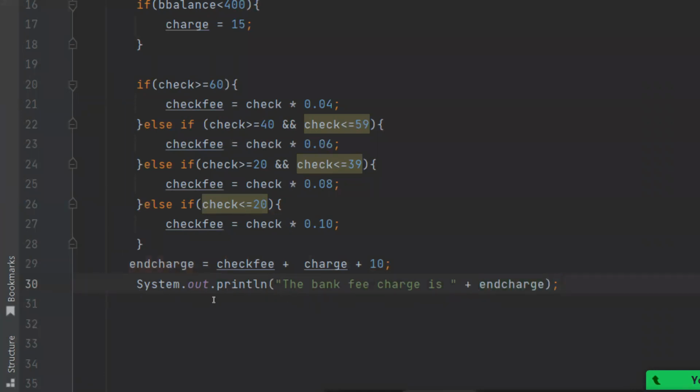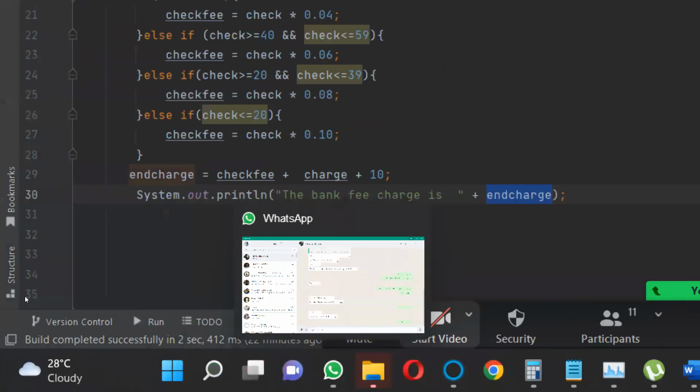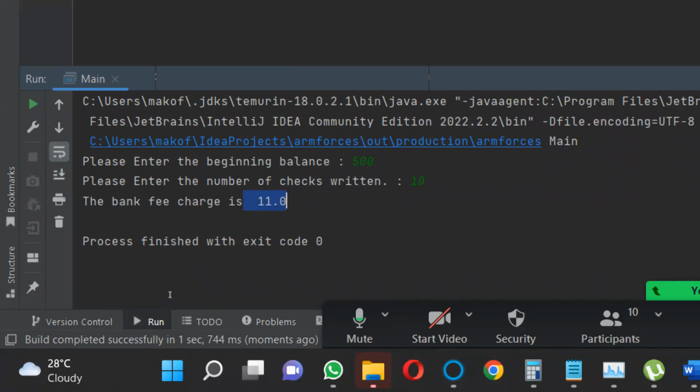And again, I did not put this inside the quotation marks because it will just display the text. If it is outside the quotation marks like this, then it is going to display the variable and the content of the variable. So if I run this program again, I would have a pop-up here. I have no error, as we can see. It says, what is my beginning balance? My beginning balance is, let's say, 500 Ghana. And how many checks did I write this month? Oh, I wrote just 10 checks. Hence, this is the bank's charge that they are going to charge me for having that amount of money.